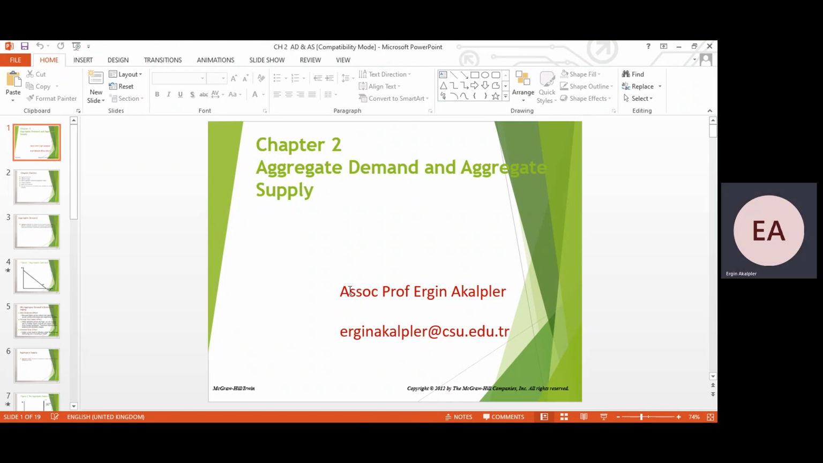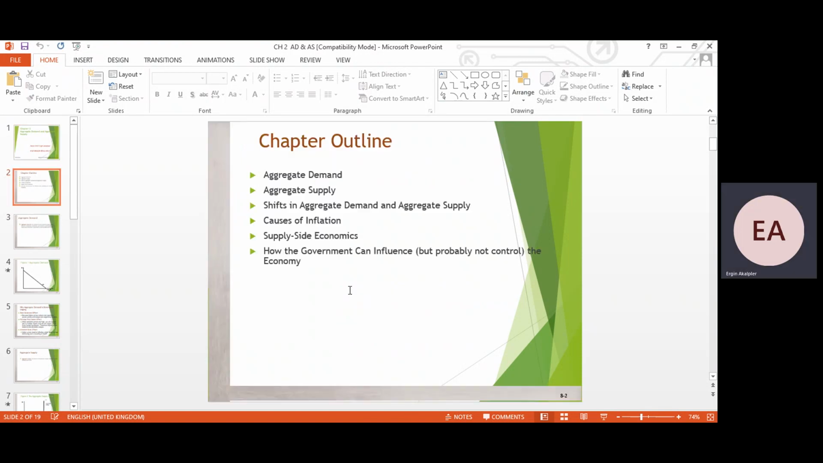The aggregate demand and aggregate supply is what I'm going to present to you today. As you know, we presented aggregate demand and aggregate supply in the last lecture. The shifts in aggregate demand and aggregate supply cause inflation. Supply-side economics is also important in the subject, and how the government can influence the economy is going to be questioned and analyzed.